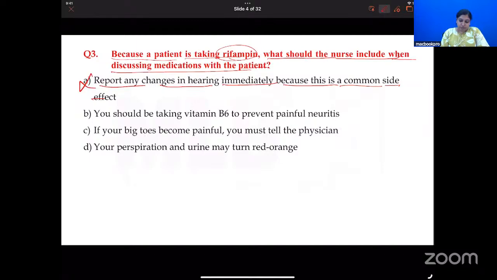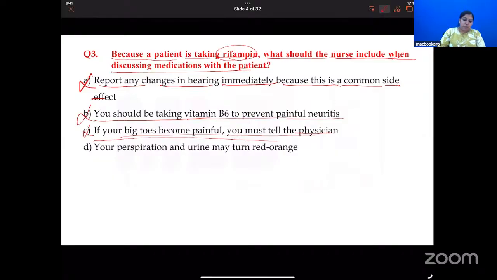Option two: you should be taking vitamin B6 to prevent painful neuritis. No, it is also not interacting with the drug. Option three: if your big toes become painful you must tell the physician, as this indicates the patient is having gout. All these statements indicate some of the side effects of anti-tubercular drugs. Right? We will discuss in detail.